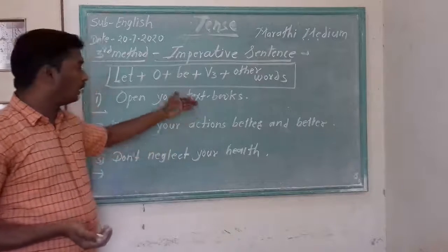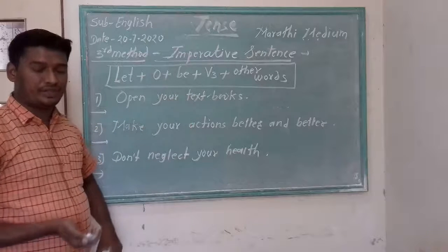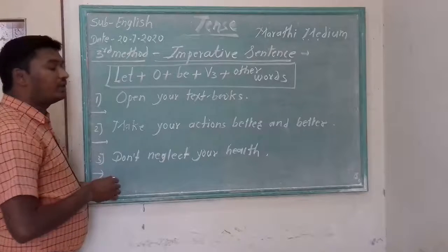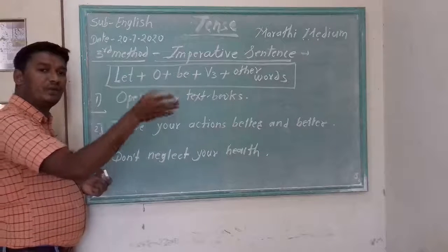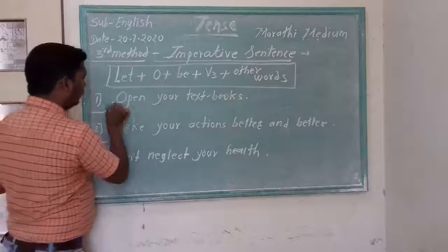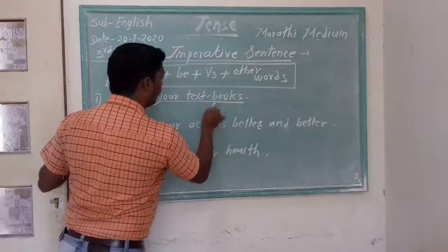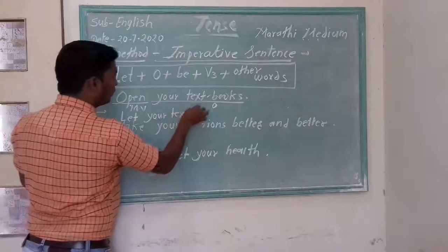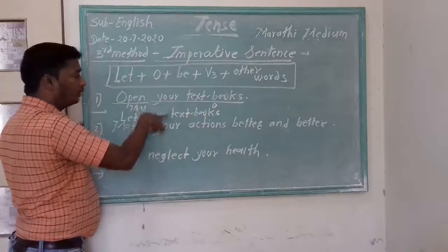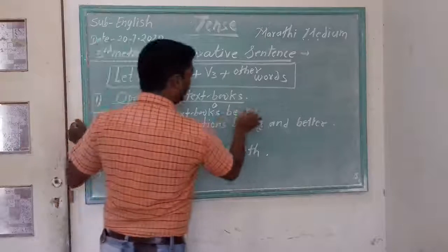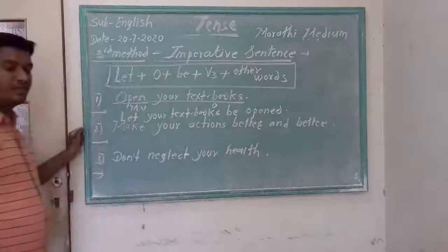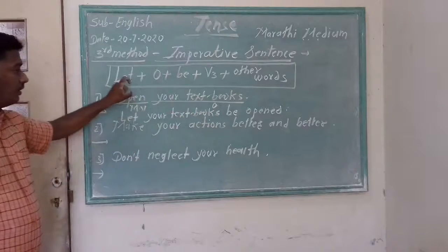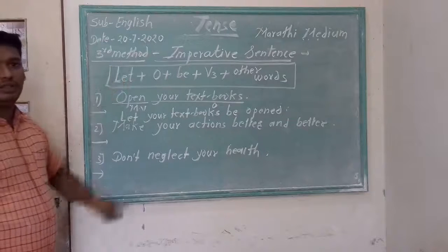Now pay attention to how to convert these imperative sentences into passive voice. We have to just put these sentences into the structure, then that will be passive voice. Open your textbooks. It is a very simple sentence. It starts with the main verb open, so it is imperative. Open is the main verb, your textbooks is the object. Start with let, then your textbooks. Take the object, then put be, then change open into opened. It is passive voice: Let your textbooks be opened. We just have to put the imperative sentence into this structure, and that will be passive voice.